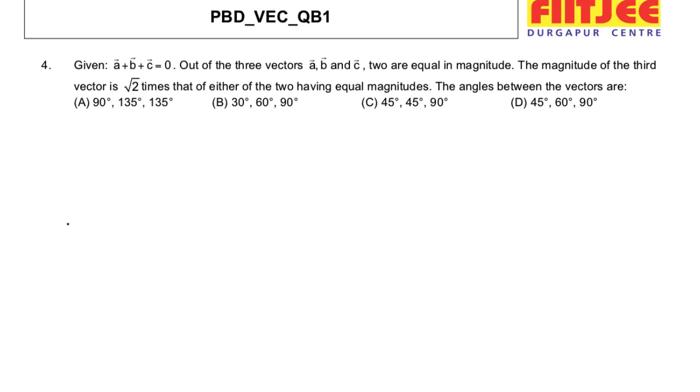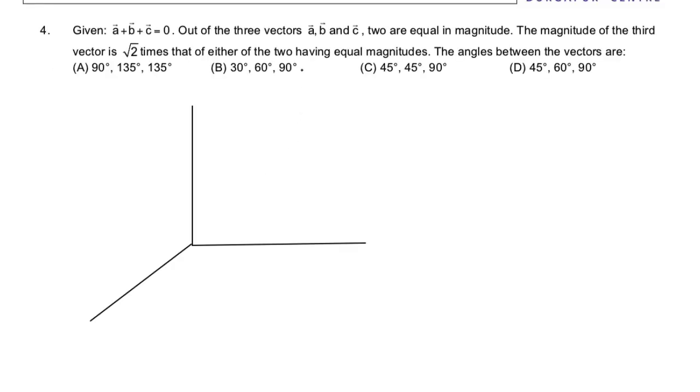If their resultant is 0, then the vectors must be collinear. Sorry, coplanar. The vectors must be coplanar, because if one vector is out of the plane, then the resultant will not be 0. So if the vectors are coplanar, let us first draw the vectors.